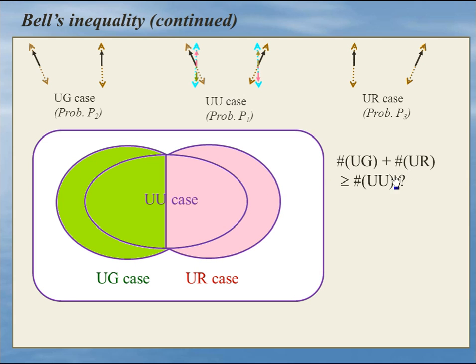Here I'm talking about in terms of number of detections. You can also think about this in terms of probability. The probability of this case should be less than or equal to the sum of the probabilities of this case plus this case. Now, is this in fact what's observed? And the answer is no, it's not what's observed. It turns out that there's a very simple formula for these probabilities that is derived from quantum mechanics.